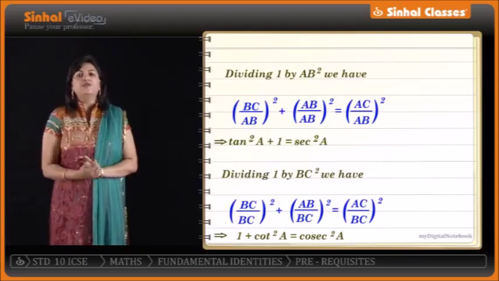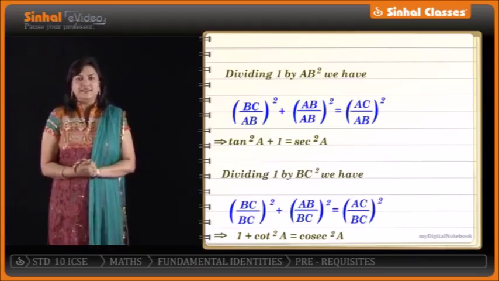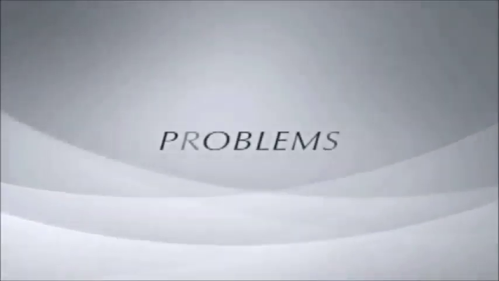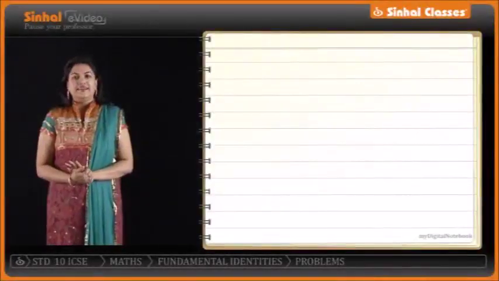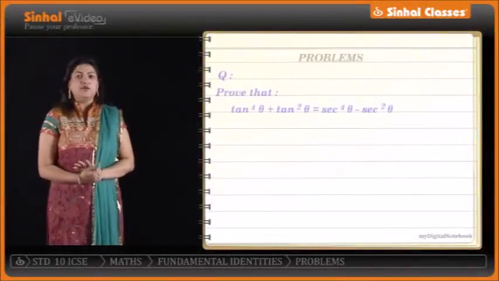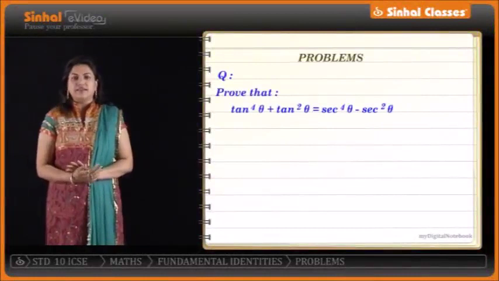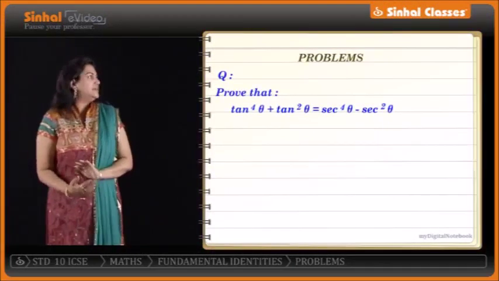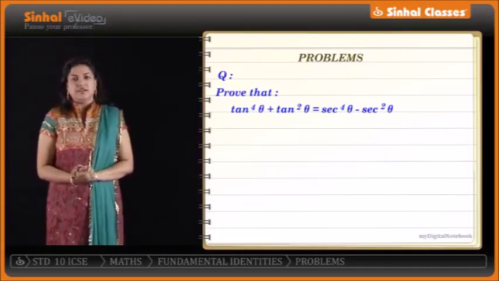Now we will prove some other trigonometric identities using these three fundamental identities. Prove the following identities. The first one, prove that tan 4 theta plus tan square theta is equal to sec 4 theta minus sec square theta.